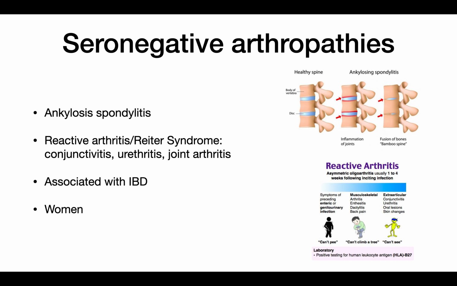Okay, so the seronegative arthropathies are going to be ankylosing spondylitis, basically when your spine fuses, and reactive arthritis or Reiter syndrome, and that is going to be manifested as conjunctivitis, urethritis, and arthritis. Reiter syndrome is usually in men. It's associated with inflammatory bowel disease. So this is reactive arthritis. So can't pee, can't climb a tree, and can't see. Oh, sorry, one more thing. You want to be testing for HLA-B27.